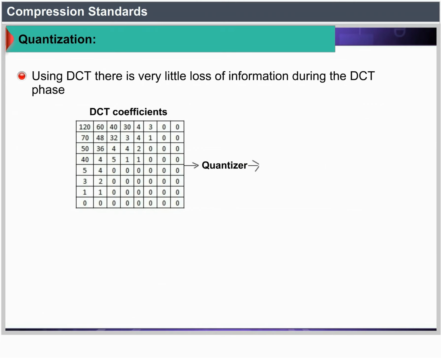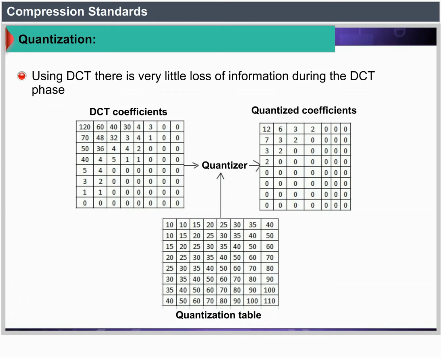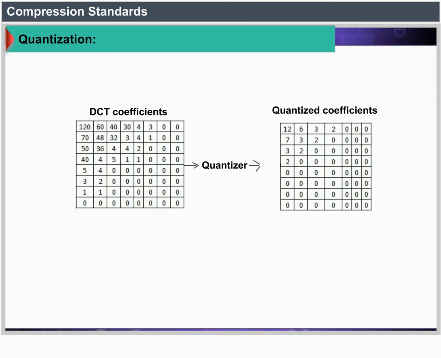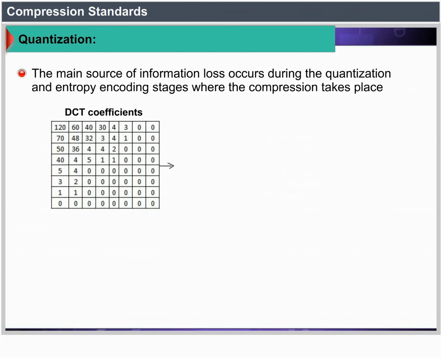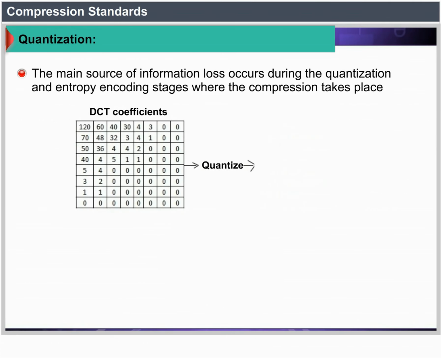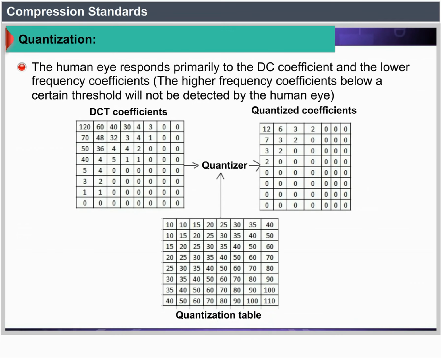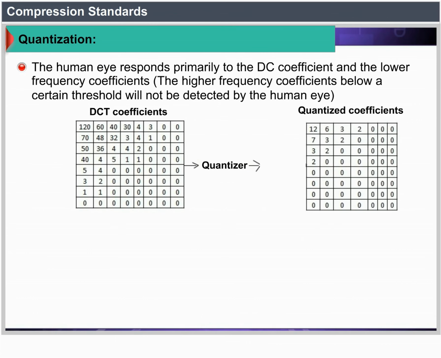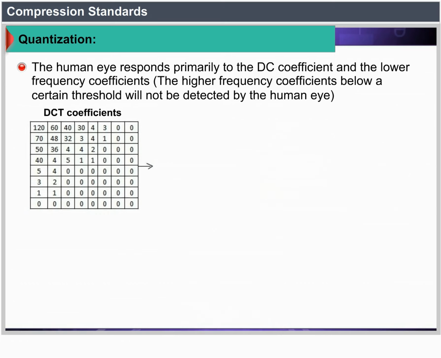Using DCT, there is very little loss of information during the DCT phase. The losses are due to the use of fixed point arithmetic. The main source of information loss occurs during the quantization and entropy encoding stages, where the compression takes place. The human eye responds primarily to the DC coefficient and the low frequency coefficients. The higher frequency coefficients below a certain threshold will not be detected by the human eye.